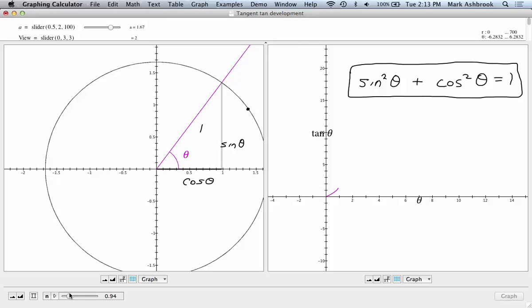In fact, this is probably the most common identity you'll see in your math and science and engineering career. Okay, it comes up all the time. It's called the Pythagorean identity because it's based on this right triangle and the Pythagorean theorem. Okay, questions on that one?